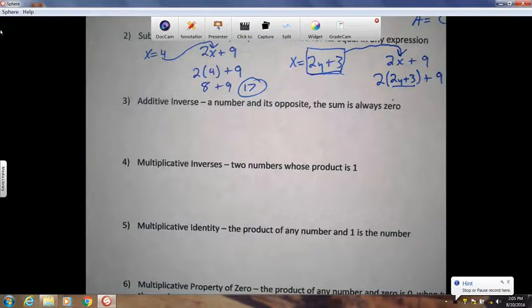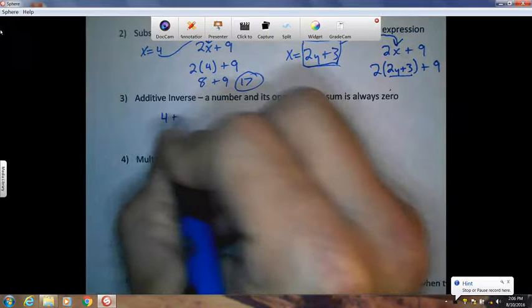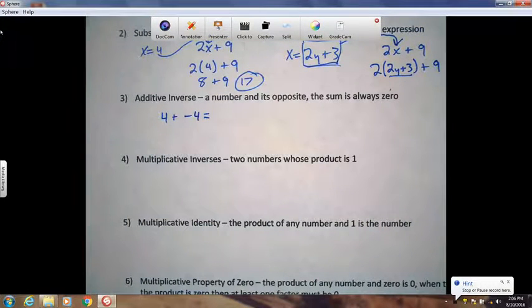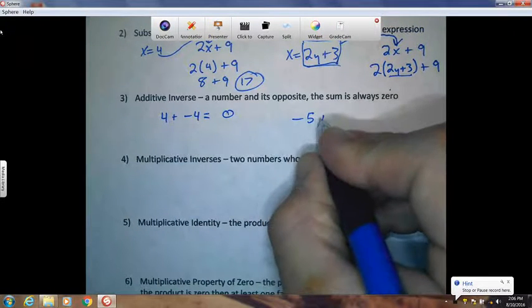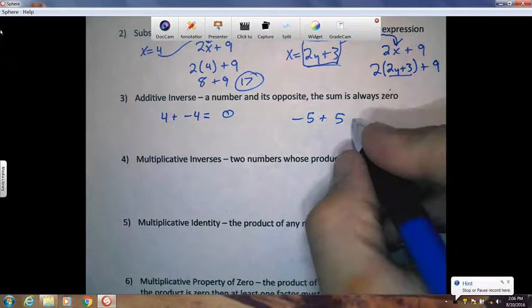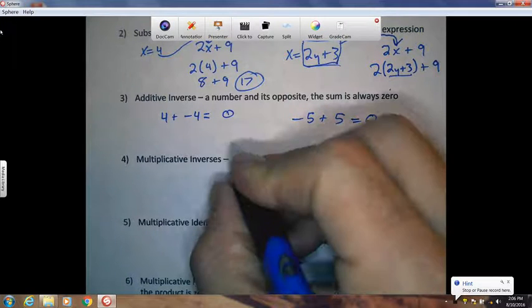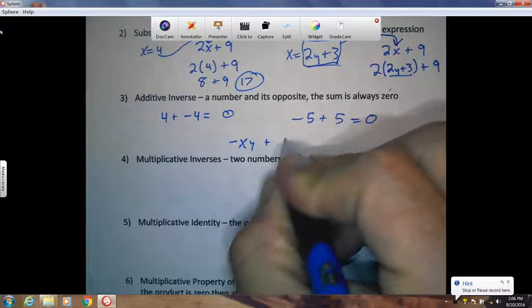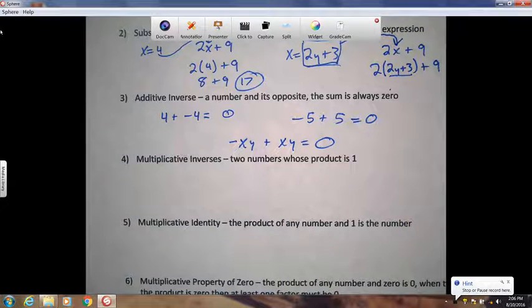Additive inverse. That's used a lot to solve equations. So these are additive inverses, 4 and negative 4. They equal 0. Negative 5 and positive 5. They equal 0. Remember, it's the same even if it's variables. If I say negative xy plus xy, it's 0 because they're additive inverses.